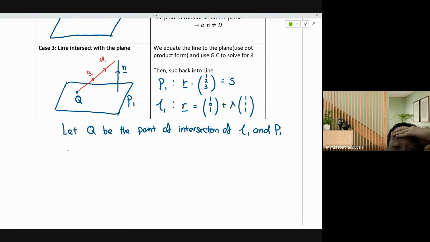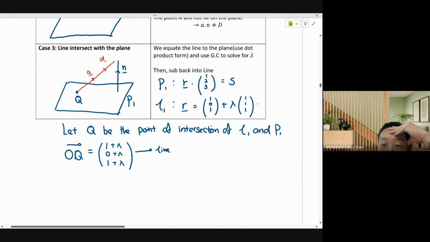Remember when we do the foot of the perpendicular, because Q is on the line, many students don't know that OQ equals (1 plus lambda, 0 plus lambda, 1 plus lambda). Where does this come from? This all comes from the line. As long as any coordinate lies on the line, you can use the whole equation of the line as the coordinate. So your job now is to find the lambda.